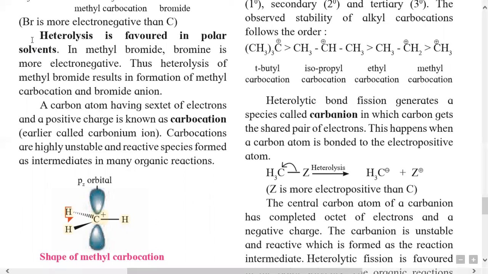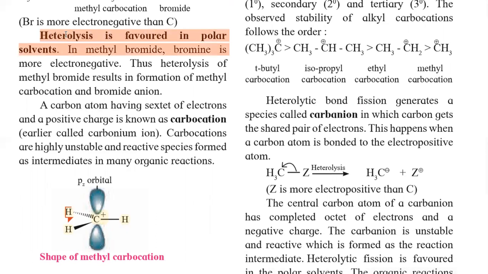But exactly opposite to this, heterolysis is favored in polar solvent. Polar solvent like water is a very good example of polar solvent. Methyl bromide: in methyl bromide, bromine is more electronegative. The heterolysis of methyl bromide gives the formation of methyl carbocation and bromide anion.